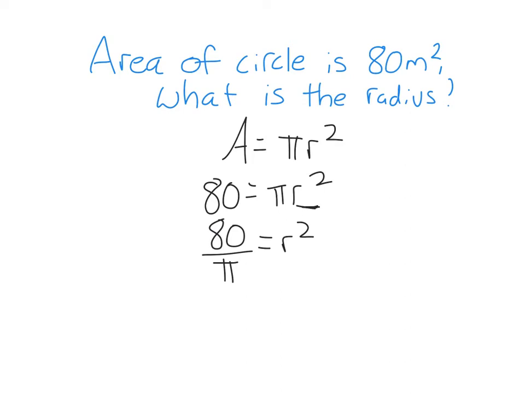Now, I just want to write it as 80 over pi. I don't want to go to my calculator and get the answer of 80 over pi because that is irrational. It goes forever. I don't want to round it here. Otherwise, my answer at the next step will be inaccurate. So now I've got 80 over pi is r squared.